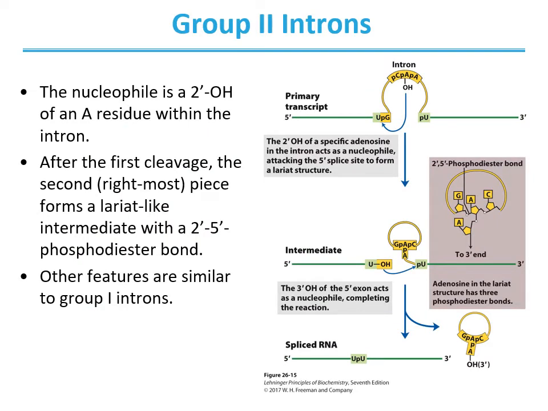Group 2 introns. The chemistry here is similar to that of group 1 intron splicing, except for the identity of the nucleophile in the first step and formation of a lariat-like intermediate, in which one branch is a 2' 5' phosphodiester bond. The 2' OH of a specific adenosine in the intron acts as a nucleophile, attacking the 5' splice site to form a lariat structure. The 3' OH of the 5' exon acts as a nucleophile, completing the reaction to create a spliced RNA and a lariat.